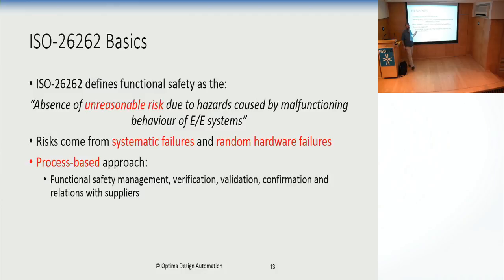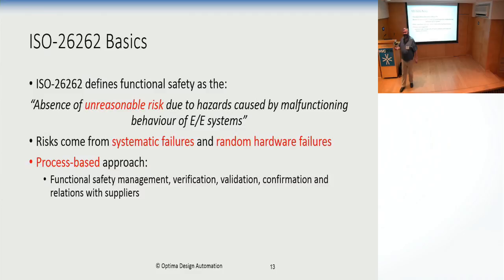So what is the 26262 standard? Basically, it starts with defining functional safety as the absence of unreasonable risk due to hazards caused by malfunctioning behavior of electrical or electronic systems. And I emphasize unreasonable risk, because there is no way to make something risk-free. No way to make it risk-free. The best we can hope for is to have the risk be reasonable, acceptable, a risk that you are willing to take. Risks, for example, are usually measured in FIT, failure in time.